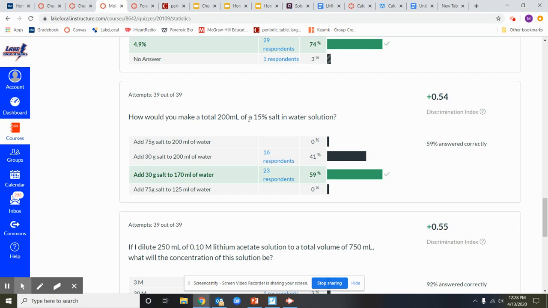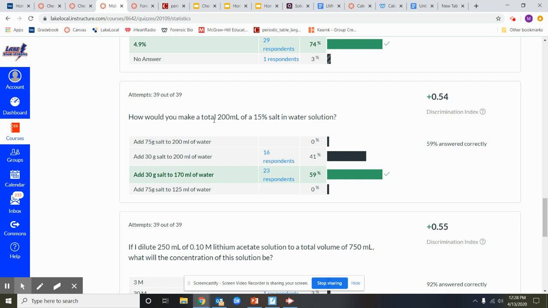Now, because this is a percent, when you're going to do math with a percent, you have to take it out of percent form. So this is not 15%, it's actually 0.15. So 0.15 equals X over 200. When you solve for that, you get 30, which I think most people did just fine. You know it was 30 grams.